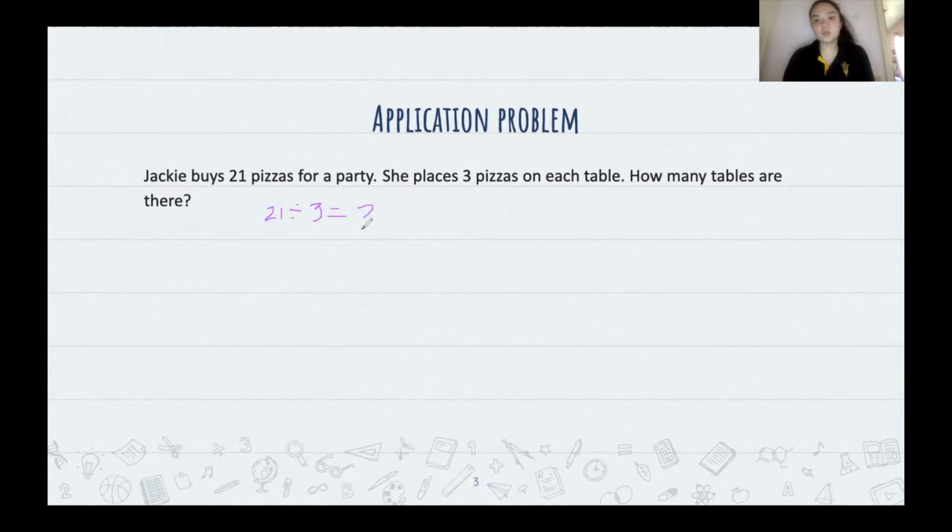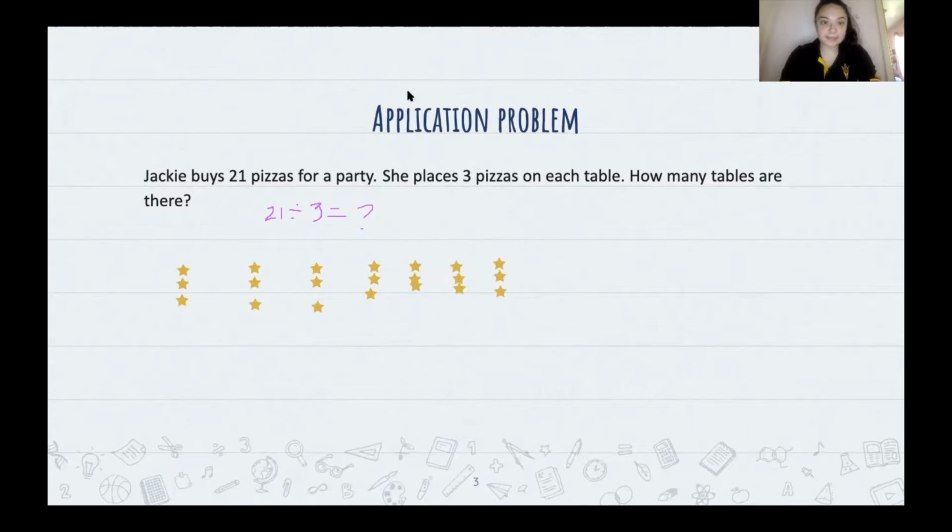So I'm going to use the fair share method. I am going to use a stamp. I'm going to use a star stamp today. I'm going to put 3 pizzas on each table until I hit 21. So I'm going to skip count by 3s until I hit 21. So here's the first one. That is 3, 6, 9, 12, 15, 18, and 21. So now I have equal groups of 3 that add up to 21.